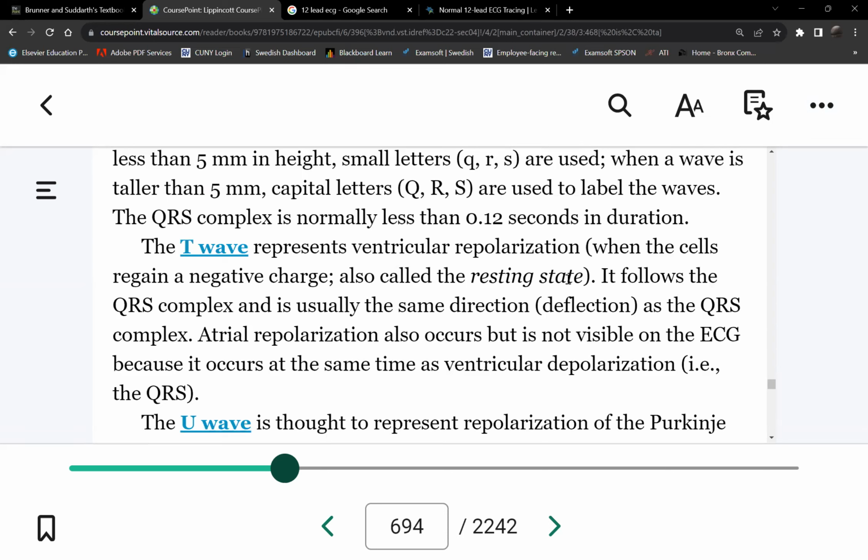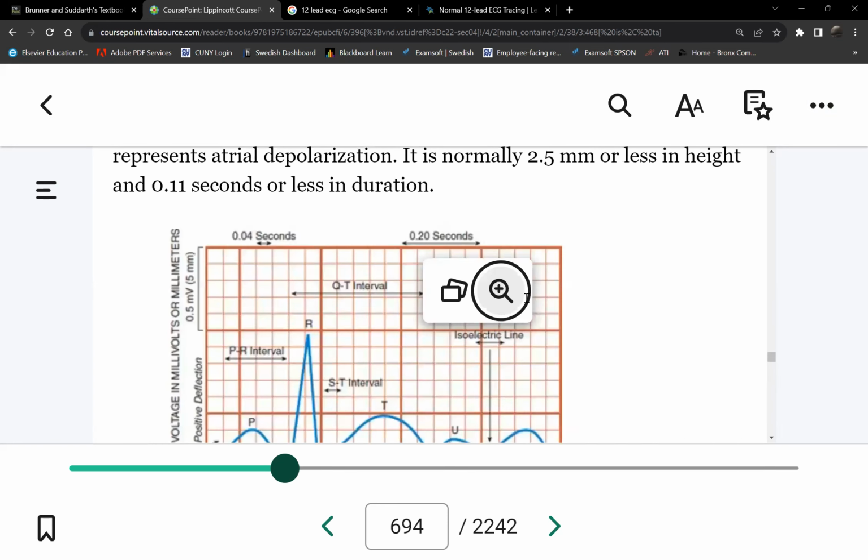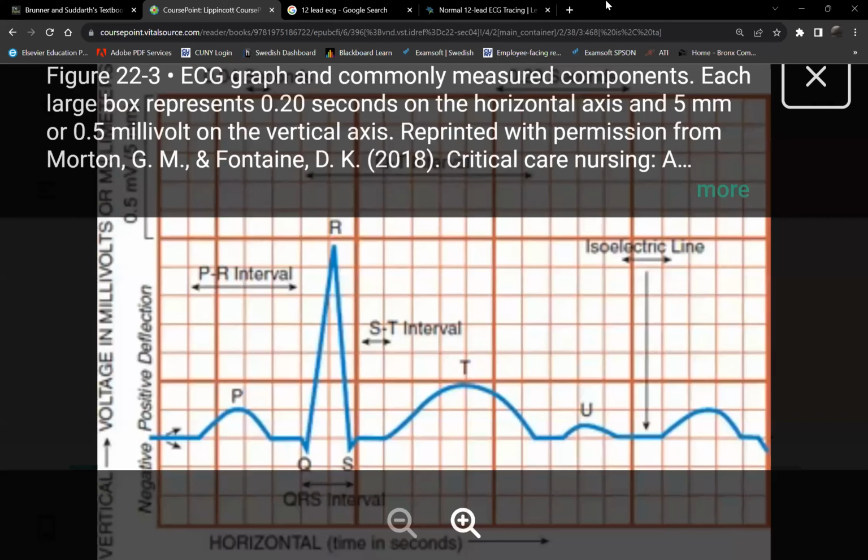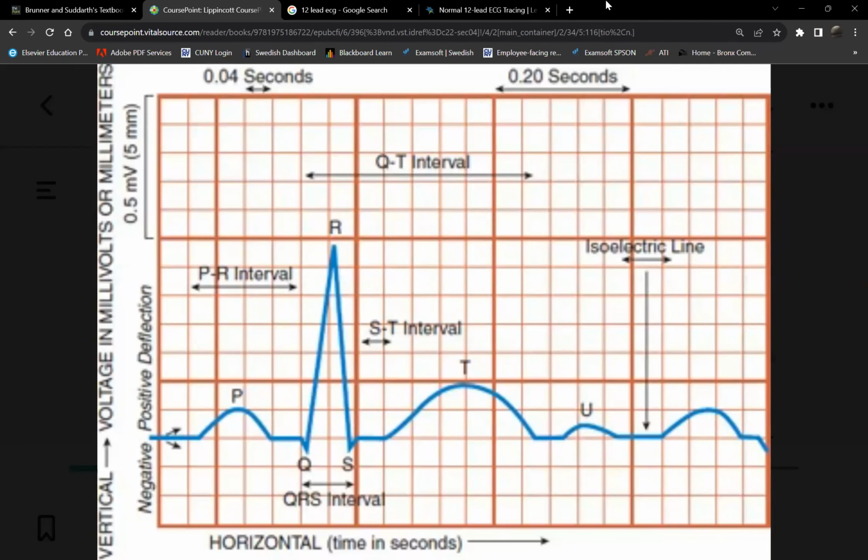It follows the QRS complex and is usually the same direction as the QRS. Ventricular repolarization also occurs, but is not visible in the EKG because it occurs at the same time as ventricular depolarization. So the T wave is basically the myocardial cells in the ventricles starting to become like this again.